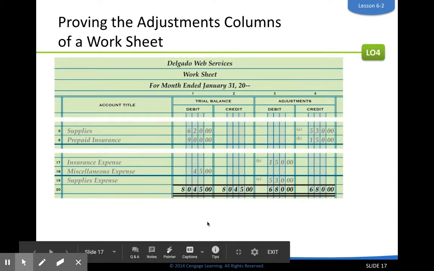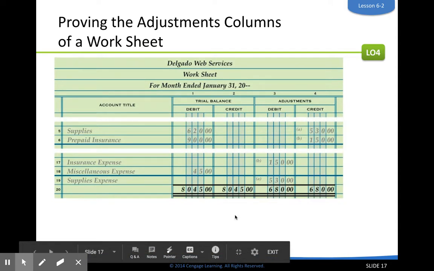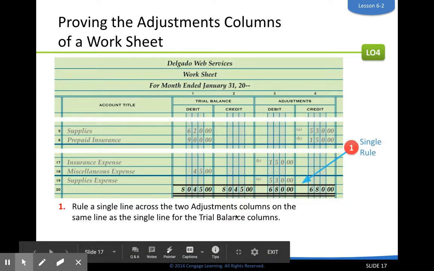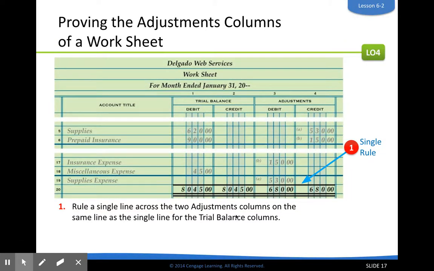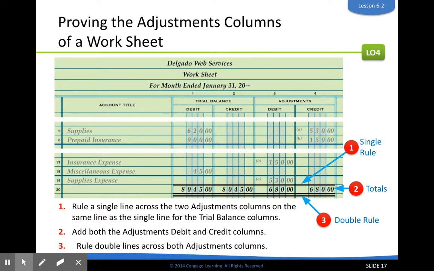So just like we did for our trial balance, we need to make sure that our totals for the two adjustment columns, debits and credits, equal. So 3 steps, very simple. Step 1, we're going to draw that single underline. We're showing we're going to add everything above it. Step 2, we'll add up our totals, put our totals in there. Step 3, hopefully they match. And then we could put our double underline to show that those two columns match. Our trial balance column and our adjustment columns should equal. Debits should equal credits. And that is section 6-2.